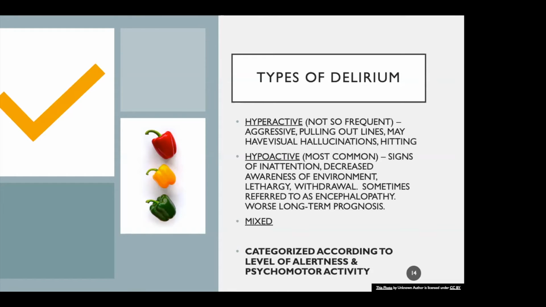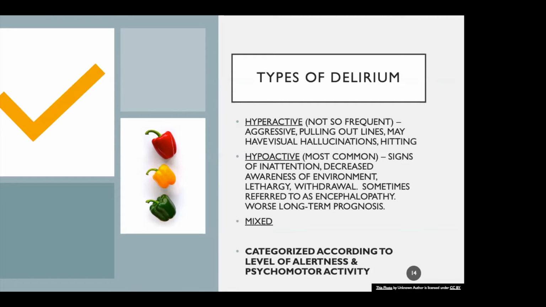The second type is called hypoactive, which is actually the most common type. What are the signs of a hypoactive? They are essentially inattention and decreased awareness of the environment. The person is very lethargic. They are very withdrawn. They are kind of quiet and can easily be missed out on. So this is the one that we sometimes refer to as encephalopathy that I was talking about. And this actually has worse long-term outcomes, this hypoactive version.